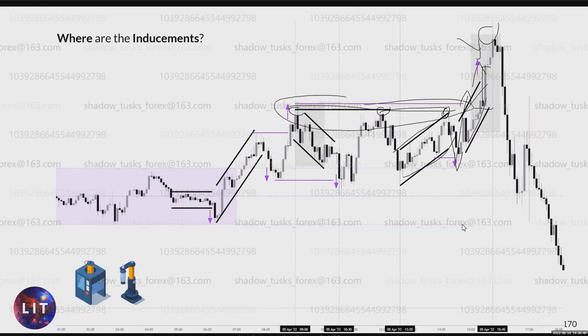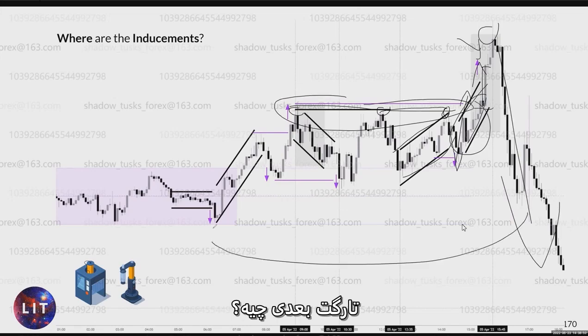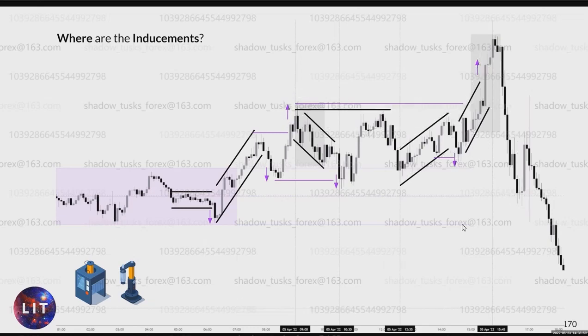Triple tops being induced, this channel being induced, boom, it can smack lower. What's the next target? You already know. Asia low, boom, easy, okay? What's the next thing?